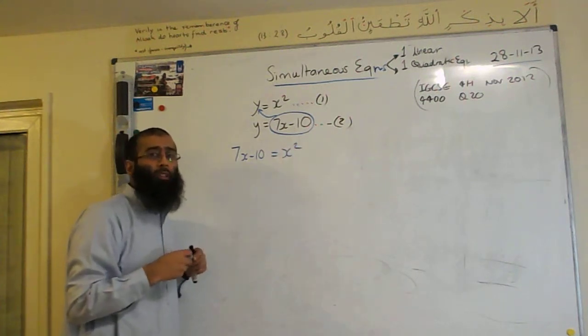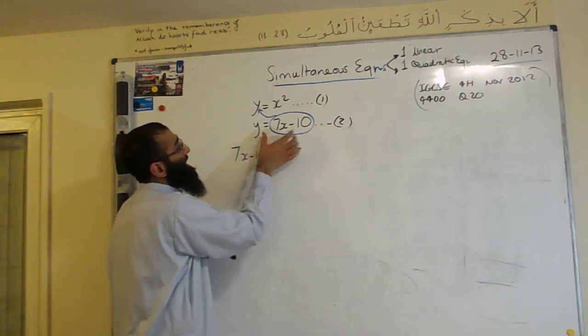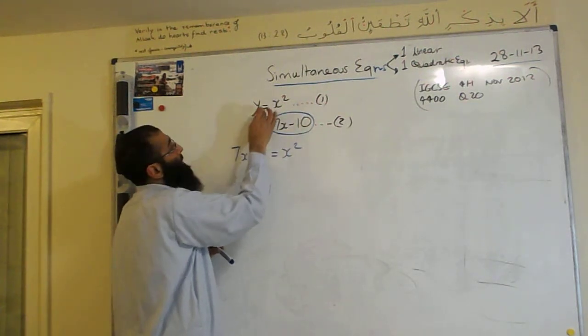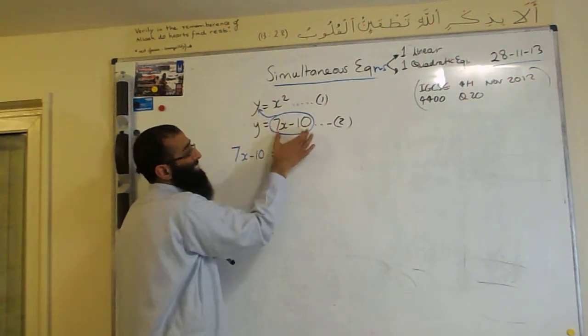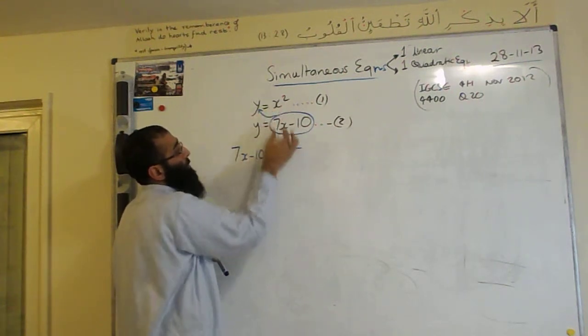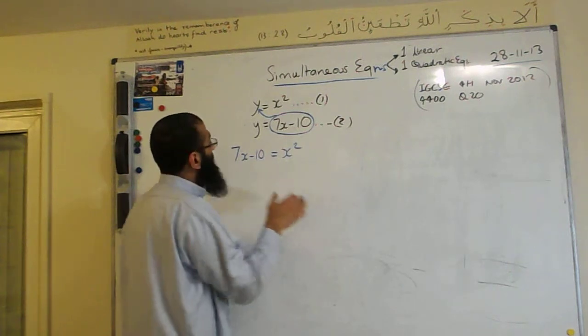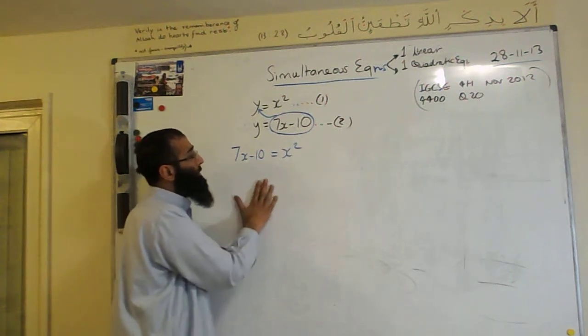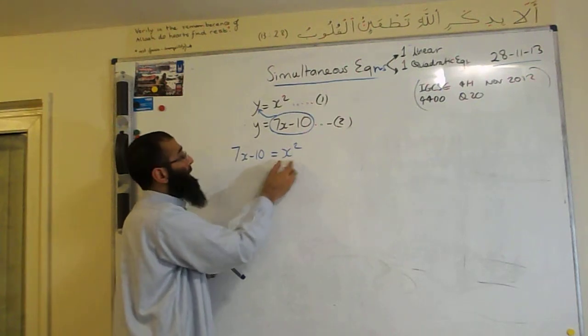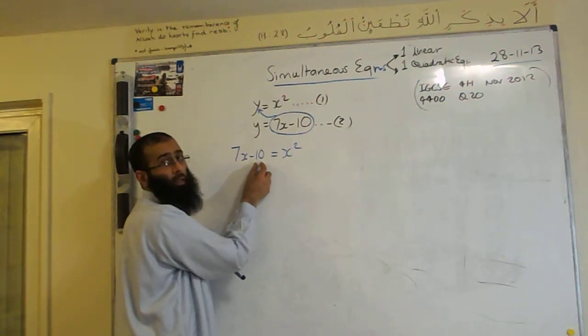So what we're doing here, we are substituting y equals this part as 7x minus 10 into where we see y. So this y has the same value as this. So over here, y, x squared, x squared. Now, this question here, this part here now looks like a quadratic equation. We have an x squared element, an x element, and a numerical element.